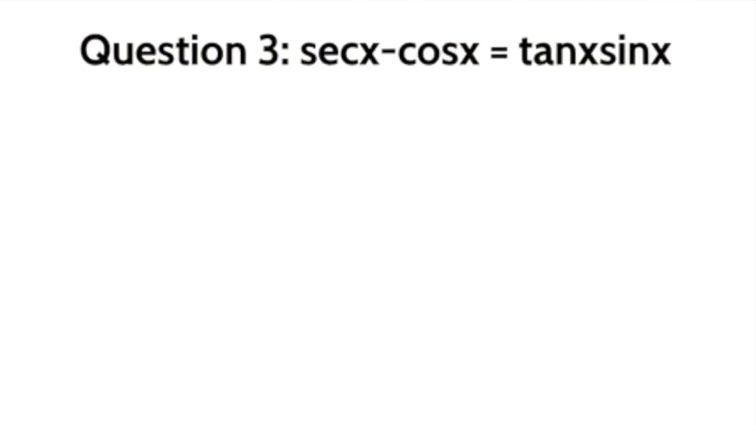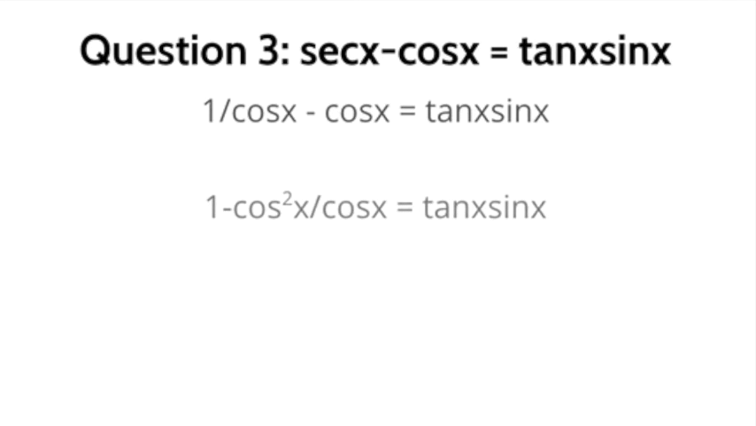Yes, I am 1,000,000,000% ready. Question 3. Secant of x minus cosine x equals tangent of x times sine of x. Holy Mary, Mother of Joseph! Once again, I must start on the left side, because it is more complicated. We can use reciprocal identities to change everything to terms of sine and cosine. Secant x is equal to 1 over cosine x.